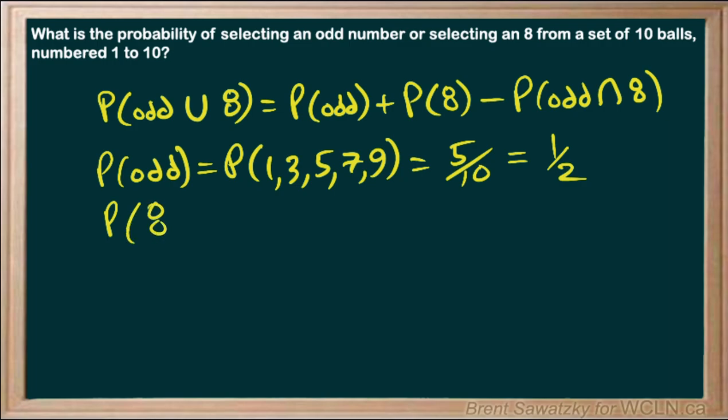Let's look at the probability of 8. Well, there's only one 8 ball, so that one's fairly straightforward: 1 out of a total of 10. Okay, if we're going to look at that last one, just as a consideration here, the probability of odd and 8. Well, 8 is not odd, and therefore there's no way that you could have a number that's odd and 8. So in the end, this comes out to be 0 anyway.